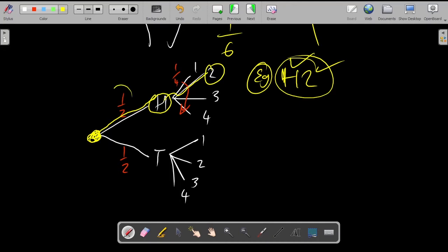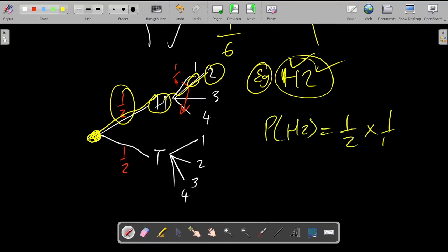Now, along the path, you encounter 2 probabilities, and you're going to multiply those two probabilities that you find along the path, to get the probability of head and something.